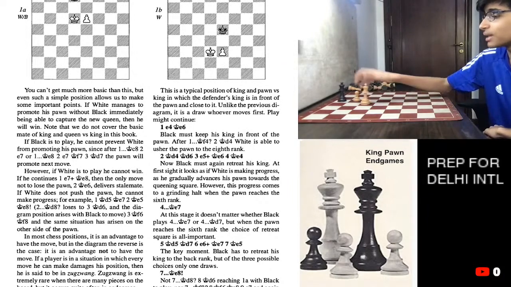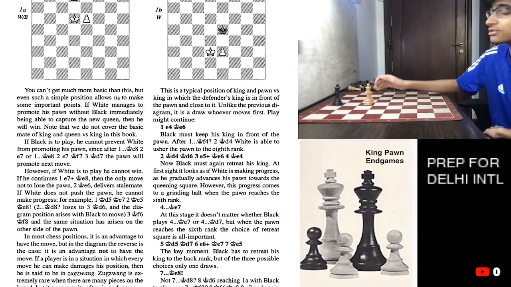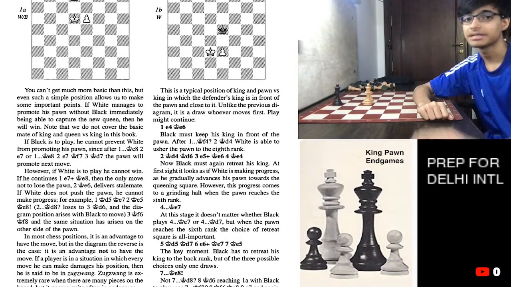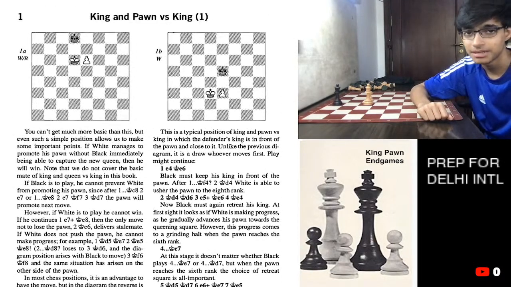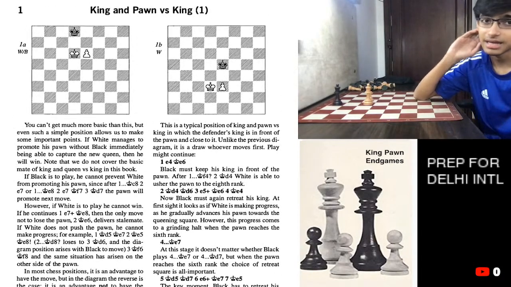And when it's white to play, whoever loses the opposition decides the result. If white loses the opposition, then it's a draw, and if black loses the opposition, then it's a win for white. This is the main basis of the king and pawn versus king endgame.